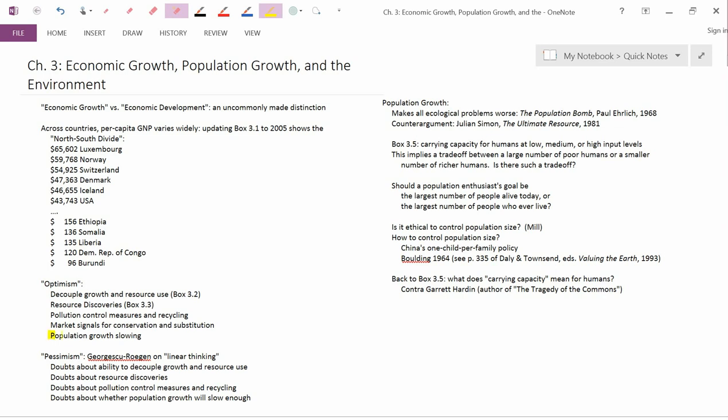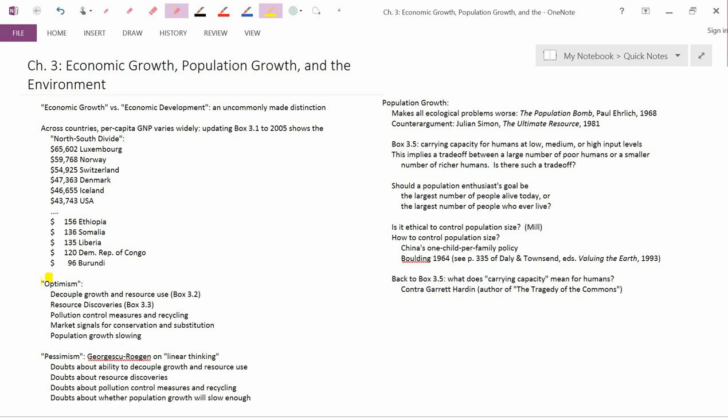And the last example here for optimism is that population growth is slowing. There are some countries in the world now where population growth is essentially zero, even slightly negative. Italy would be one example. South Korea would be another example. Japan would be another example.